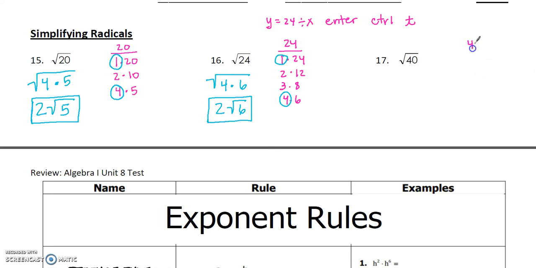Okay, 40. All of its factors: 1 times 40, 2 times 20, 4 times 10, 5 times 8, 6 won't go, 7 won't go, 8 will go, but we've already used it, so we're done. So again, 1's a perfect square, 4's a perfect square, and I don't see any other perfect squares. So we will say 4 times 10, and the square root of 4 is 2. And the 10 remains under my radical sign, and there's my answer.